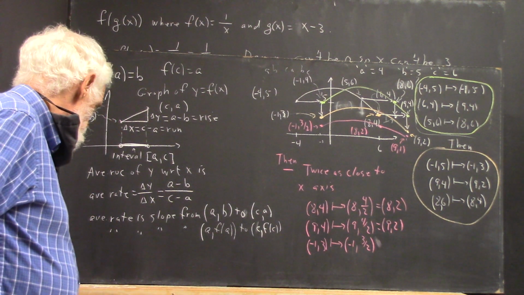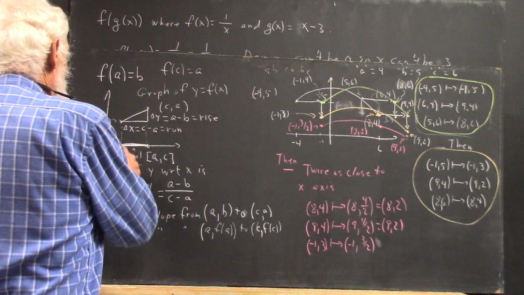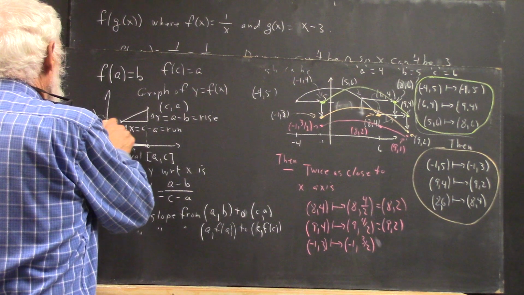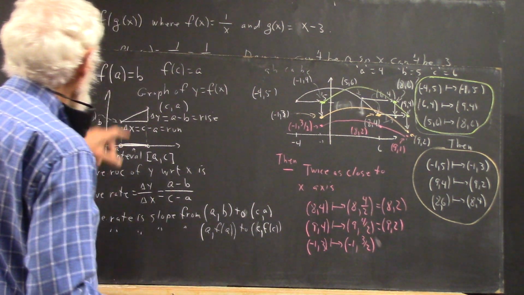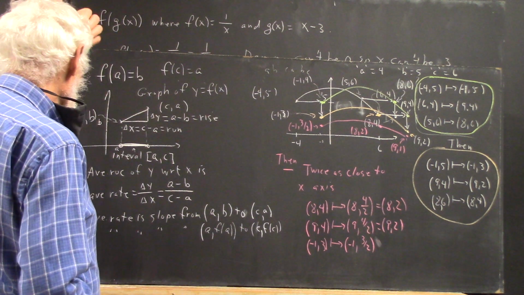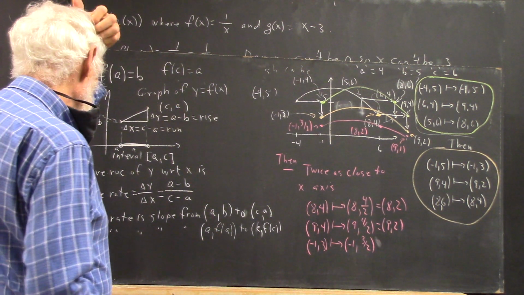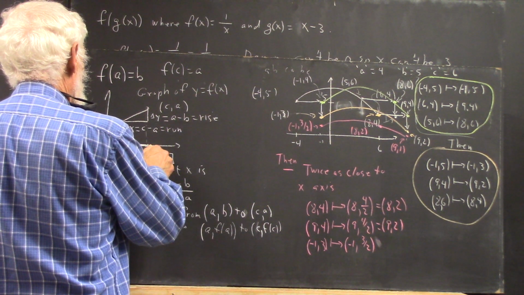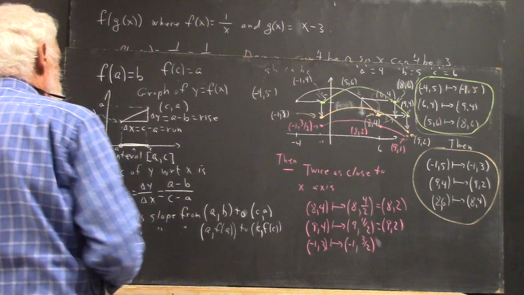So you can say, down here on the x-axis we have A, and over here we have B. Then F of C equals A similarly corresponds to the point where X equals C, Y equals A, the point C, A, so C would be here on the x-axis, and A would be here.